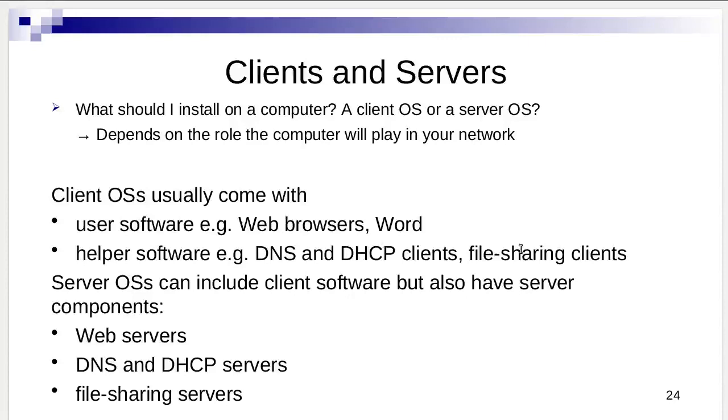Server operating systems can actually include all of this client software, but can also have server components. Like, for example, web servers. If you wanted to set up a website, you want to use a web server that'll serve out those web pages. You will want to set up DNS and DHCP services on servers, and also file sharing services on file sharing servers. So to serve out files to people on a network, to set up their DHCP settings, to make sure that you translate domain name system names, things like that.